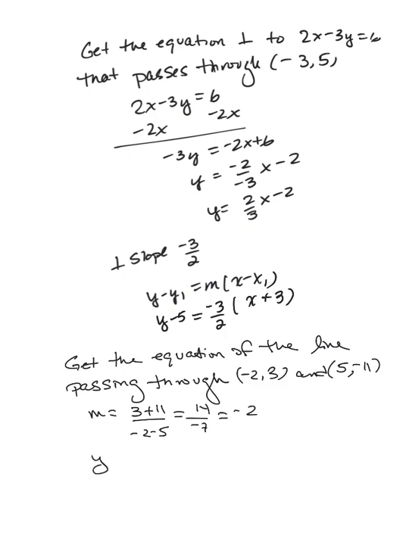And then you can either write the formula as y minus 3 is negative 2 times x plus 2, or you can write the formula as y plus 11 equals negative 2 times x minus 5.